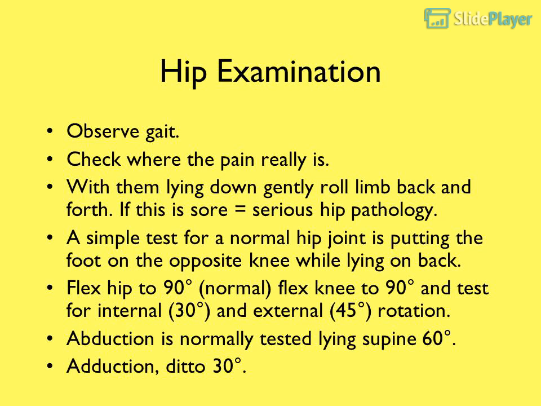Hip examination: observe gait. Check where the pain really is. With them lying down, gently roll them back and forth. If this is sore equals serious hip pathology. A simple test for a normal hip joint is putting the foot on the opposite knee while lying on back.